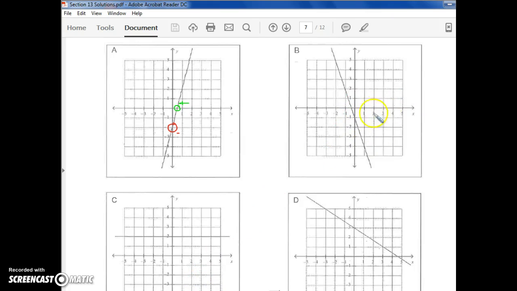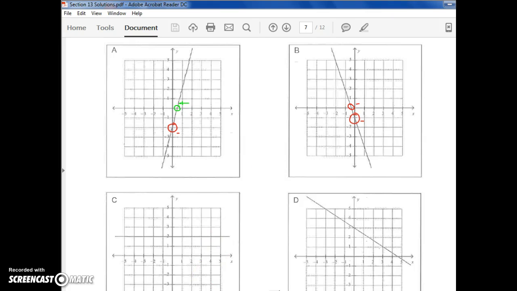Looking at graph B, similar idea. We're going to look at the x-intercept, which is right here. That's a negative value, so that's a negative. And down here in the y-intercept, we also have a negative. So B is going to be negative for both the x and the y.